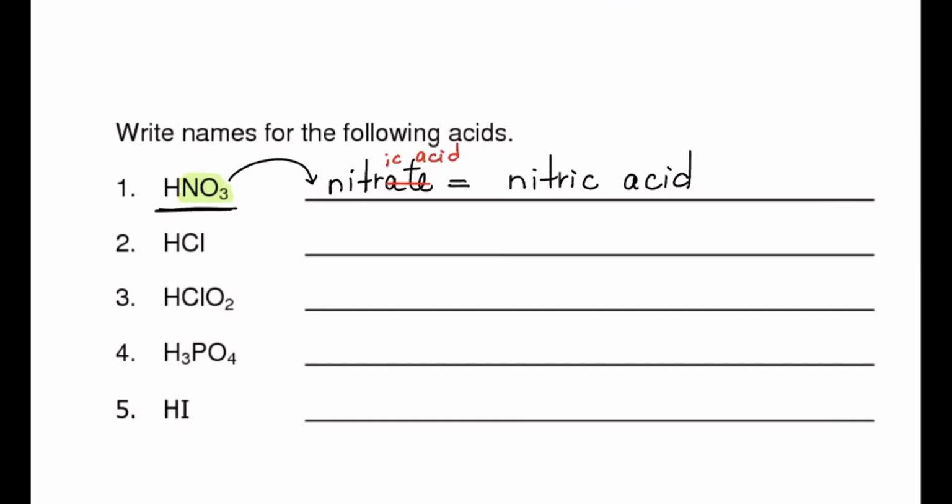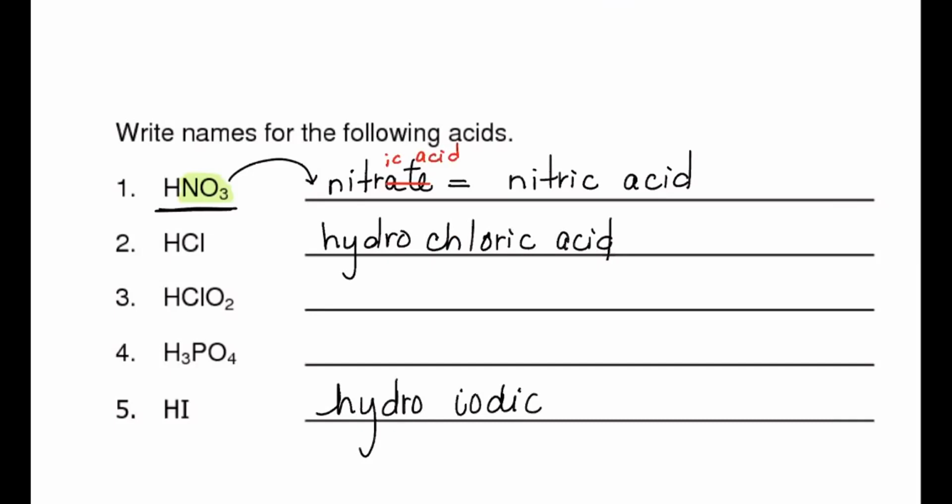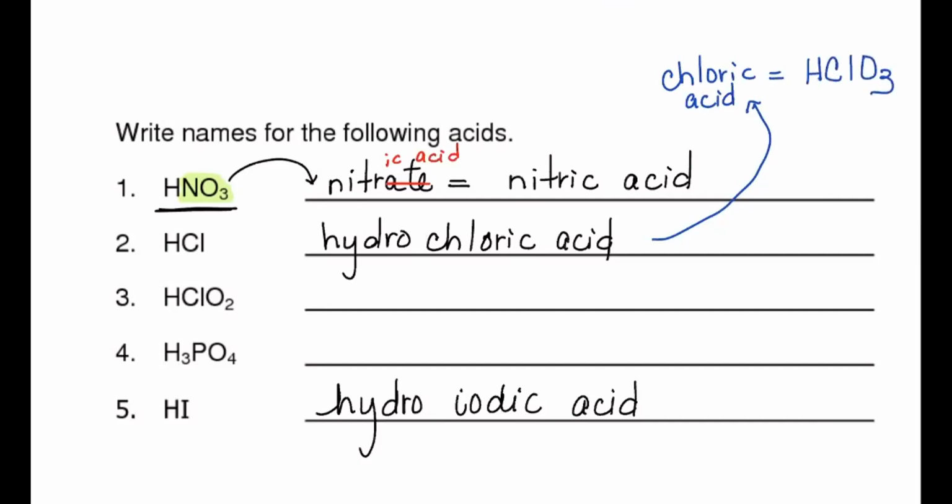We already saw the name of HCl and HI. This is hydrochloric acid. Number 5, that is hydroiodic acid. Let me just write a note here. Understand that chloric acid has the chemical formula HClO3. So hydrochloric acid and chloric acid are not the same thing.